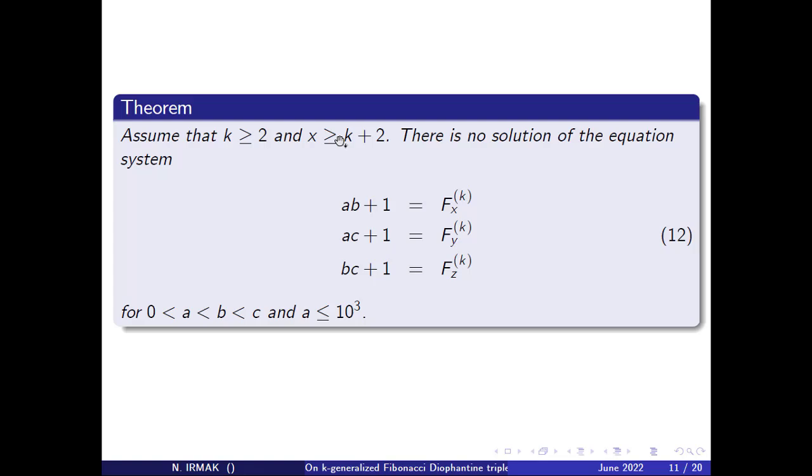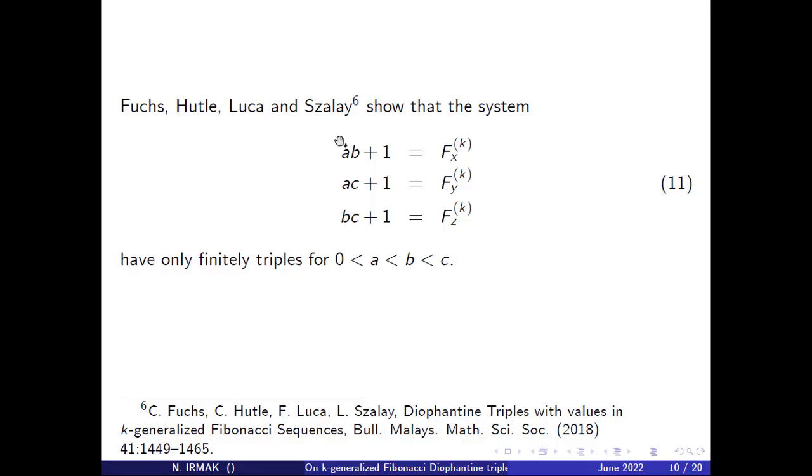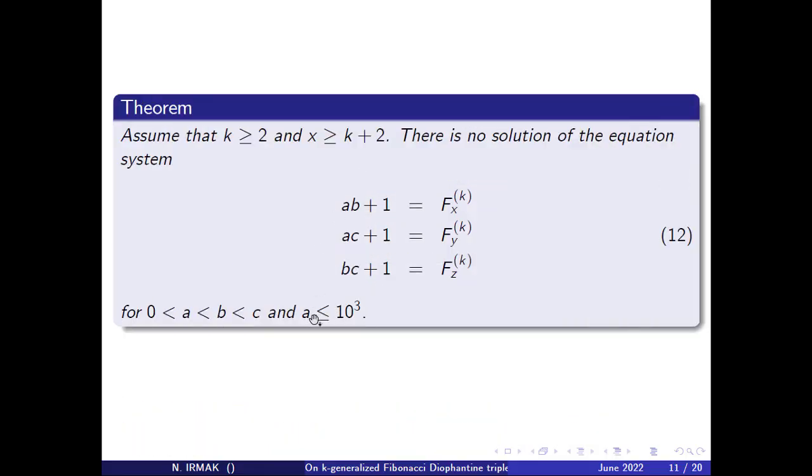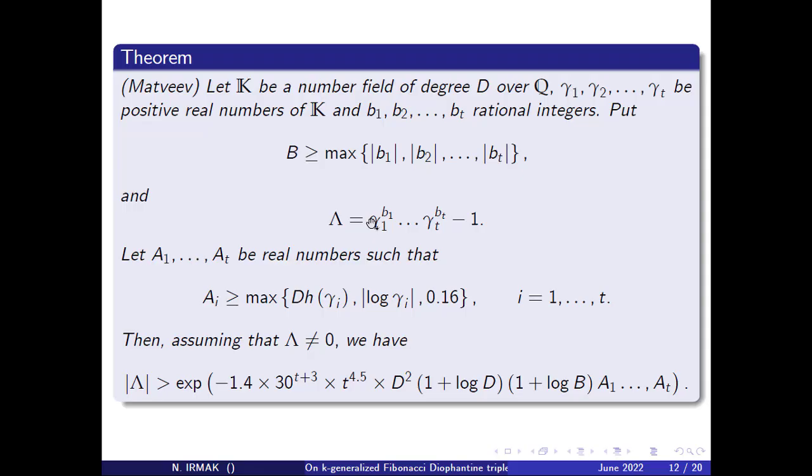My result is about the problem of Fuchs, Hatzel, and Saleh. Here they show that there are only finitely many Diophantine triples. To do this, they use the subspace theorem. And here I put an upper bound for the smallest of the integers a, let's say 10 power 3. I put this bound and I show that there is no solution of this equation system. To do this, I use the Matveev theorem.